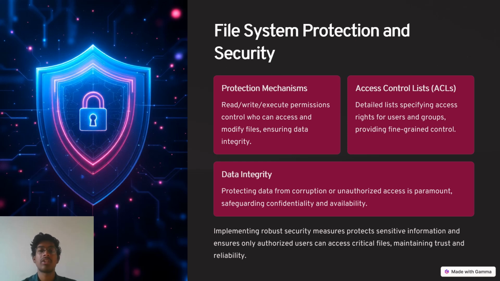And now file system protection and security. Protection mechanisms, access control lists, and data integrity. Protection mechanism: read, write, execute permissions control who can access and modify files, ensuring data integrity. Access control list: a detailed list specifying access rights for users and groups, providing fine-grained control. Data integrity: protecting data from corruption or unauthorized access is paramount, safeguarding confidentiality and availability.